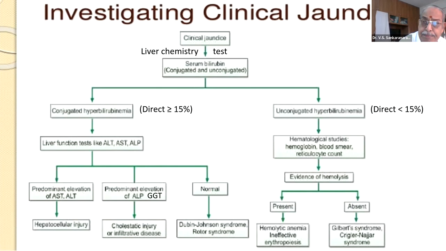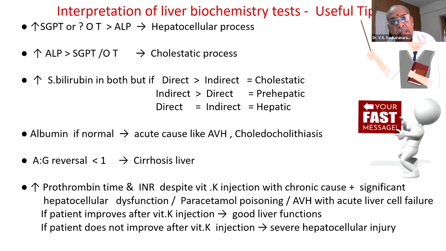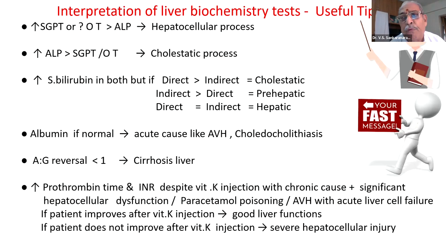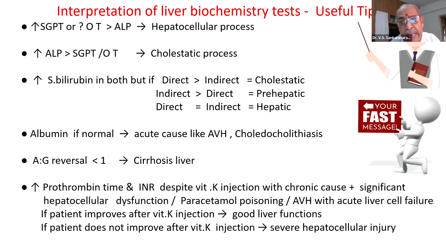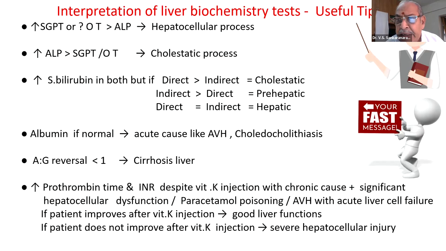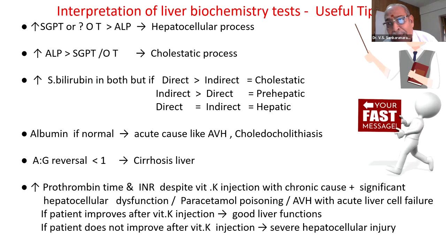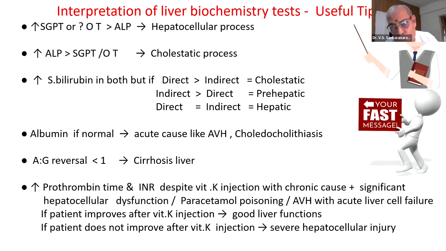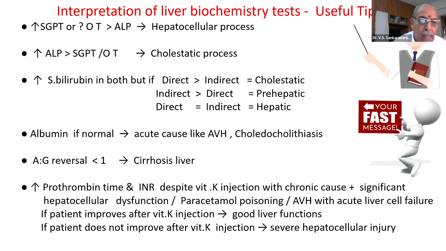Last slide. Now, what is the take-home message? The take-home message is useful tips. Suspect hepatocellular jaundice: SGPT more than SGOT, and the ratio is more than ALP. Now, cholestasis: cholestatic enzymes are more than the liver enzymes, particularly transaminases. If the bilirubin is very high, if it is direct more than indirect, cholestatic. Indirect more than direct, prehepatic. Direct is almost more or less mixed hepatic. It is not the rule. You can have direct higher than indirect in hepatic also, particularly in cholestasis.